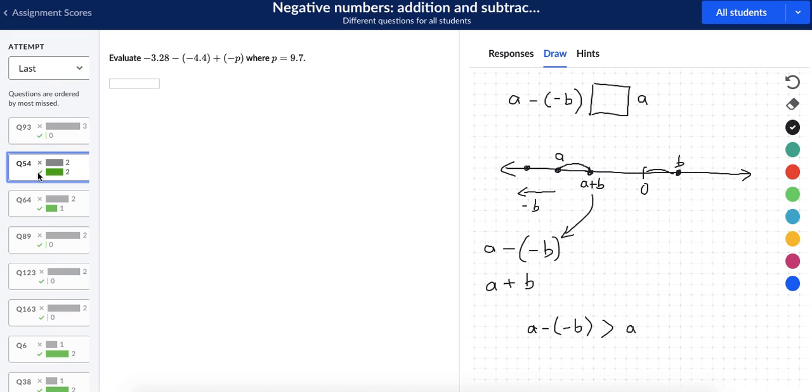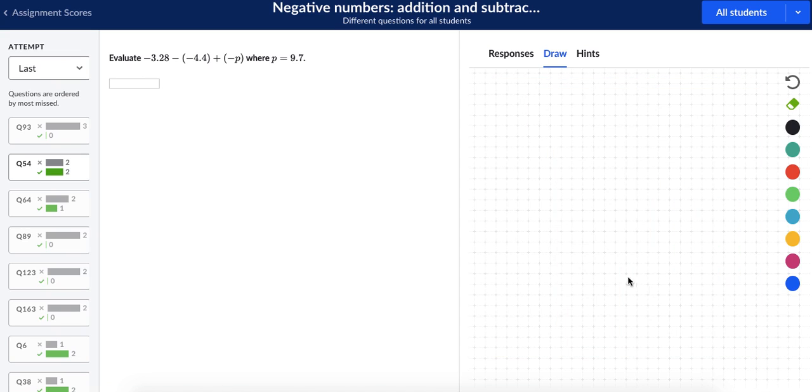Let's look at the next question. So once again, we've been given a problem here, this time with numbers, and we have some subtracting a negative and some adding a negative as well. Let's break it down the same way as we broke down the previous one. So we've got negative 3.28 minus a negative 4.4 plus a negative p.